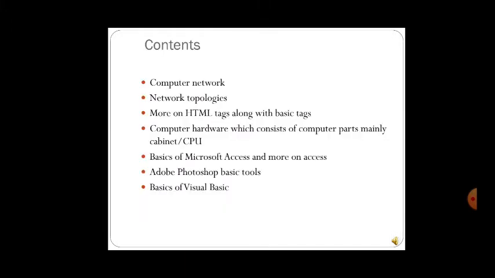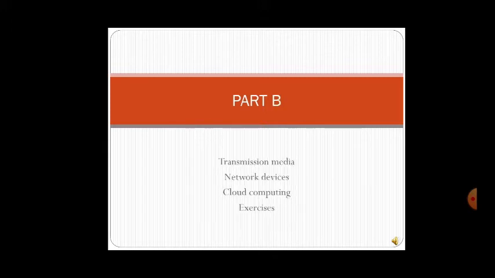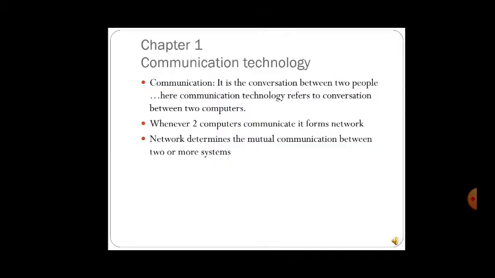Next, I have divided the first topic, computer network and network topologies, into two parts. Part A contains the basic definition of network, advantages of network, network topologies, types of networks and types of architecture, that is, the network architecture. Then part B is the transmission media, the media through which the transmission takes place, the network devices, some devices used for networking, and cloud computing. Cloud computing itself is a very vast concept, so I'll just brief you about what cloud computing is.